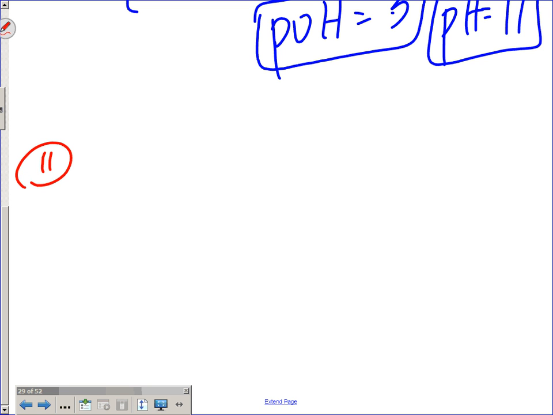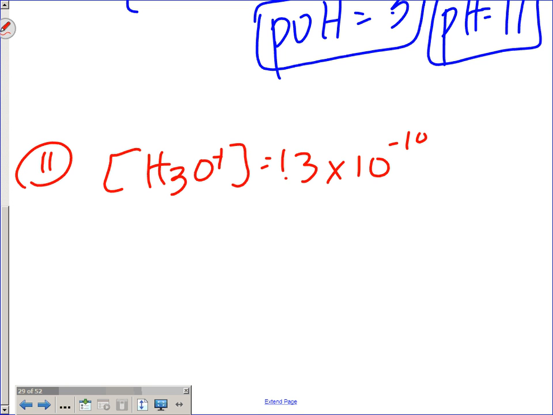calculate the hydroxide ion concentration for an aqueous solution for which the hydronium, which is the same as hydrogen ion, is 1.3 times 10 to the negative 10th, and it says mole per liter. What's mole per liter? Everybody. Mole per liter. Molarity. Okay, that's just the concentration, right? And the brackets mean concentration.